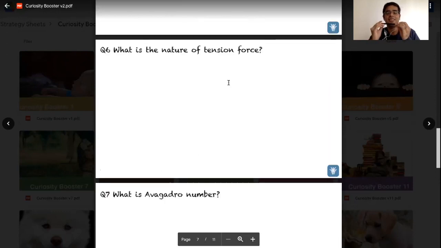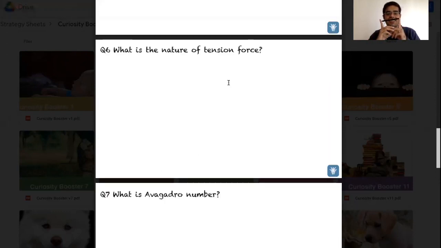Yes, Sachit, go on. Sir, if it is massless, the force acting on any point will be zero, sir. So the same force will be there on both the ends or the points of application of force, sir. So it will be constant.